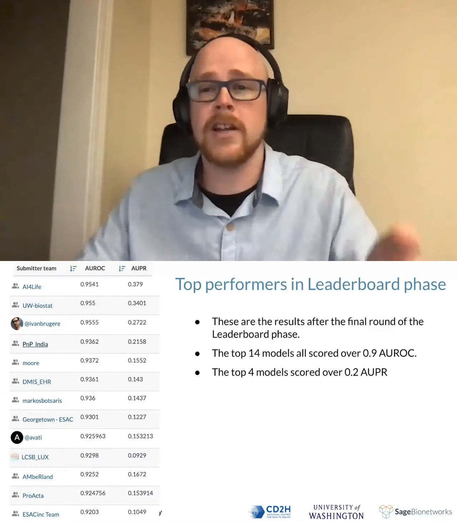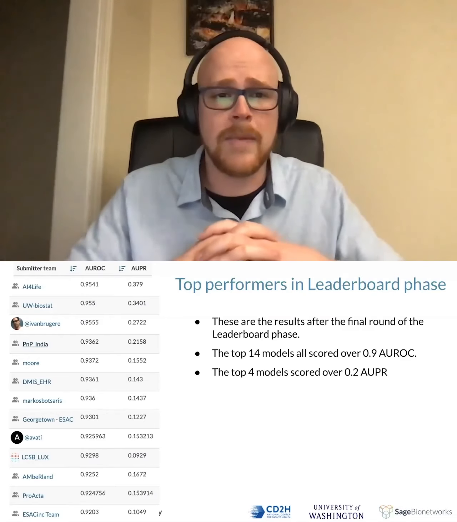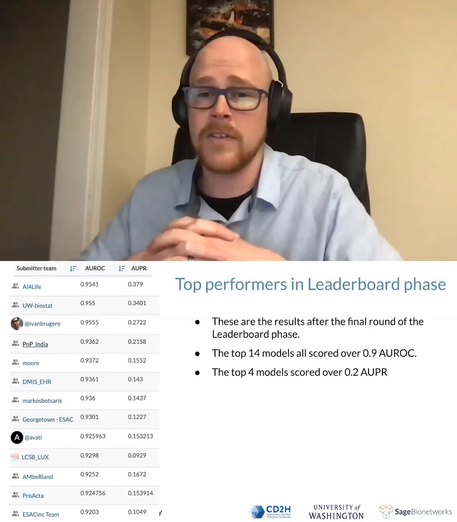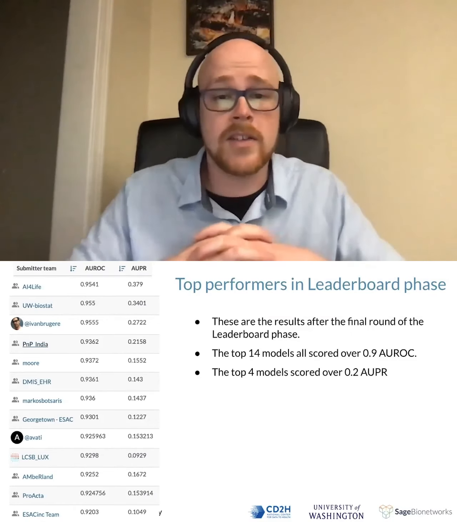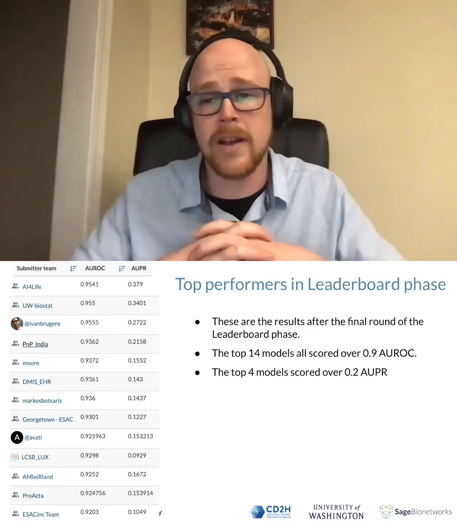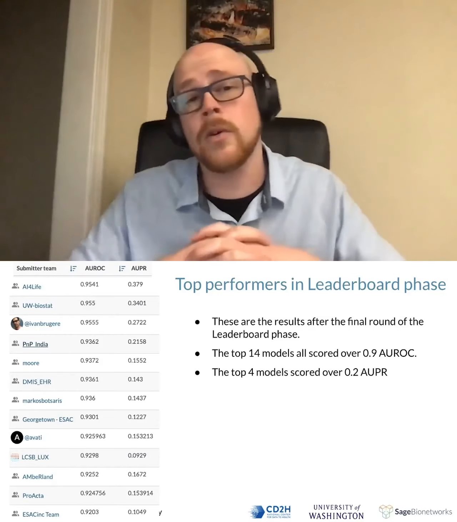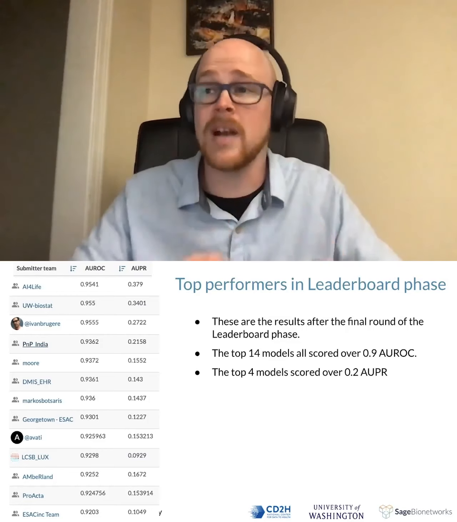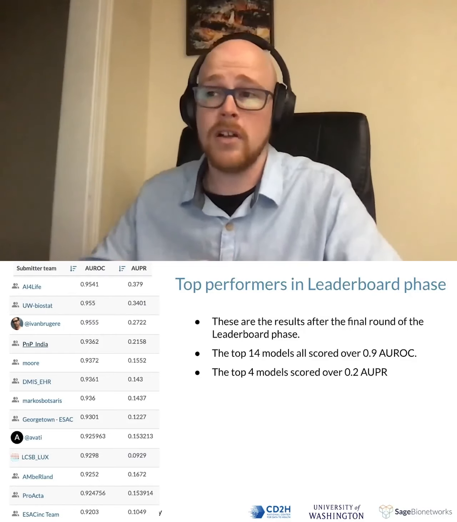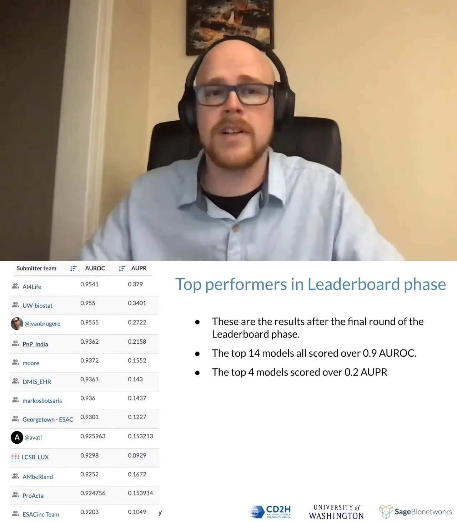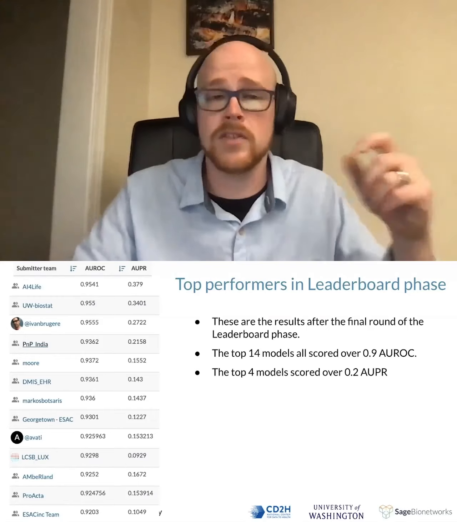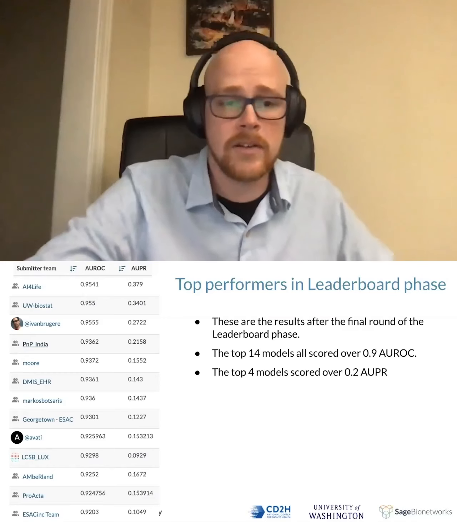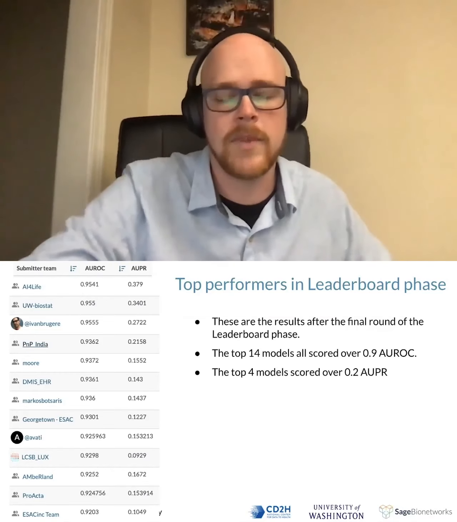These are the final results for the leaderboard phase. At the end of this period, we had 14 models that all scored over 0.9 AUROC, area under the ROC curve, and the top 4 models all scored over 0.2 area under the precision recall curve. The way we scored this challenge was that the AUROC was the primary metric, and the area under the precision recall curve was the tie-breaking metric. So if we decided that there was not a significant difference between 2 AUROCs, we would then turn to the AUPR as the tiebreaker.